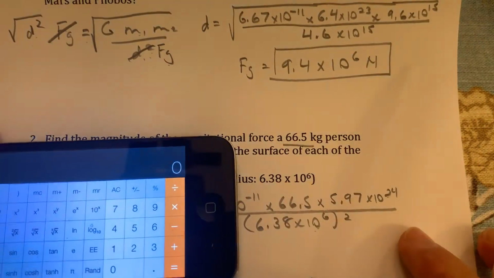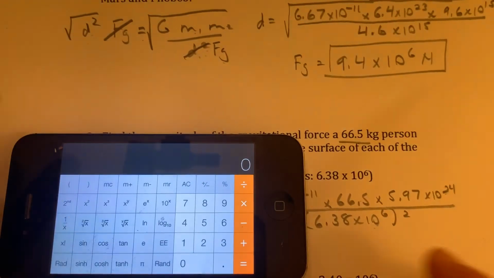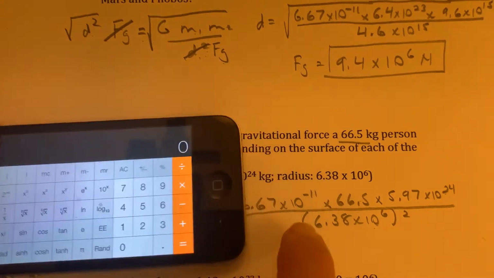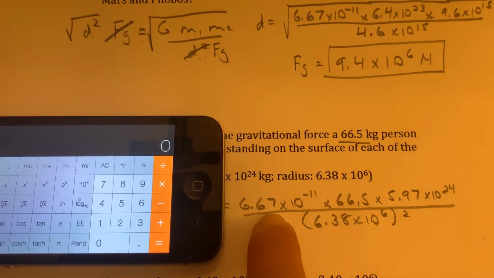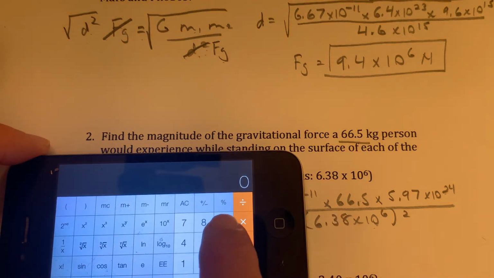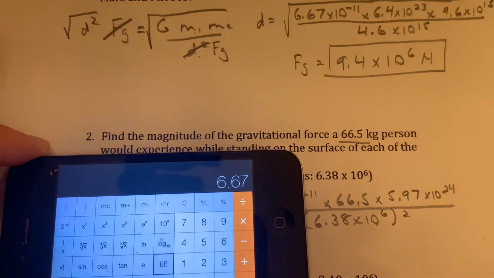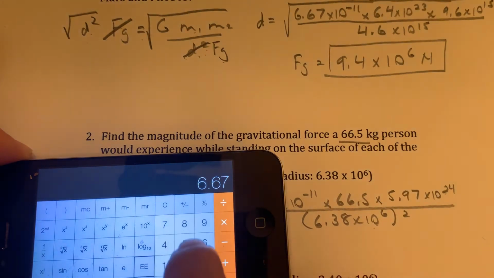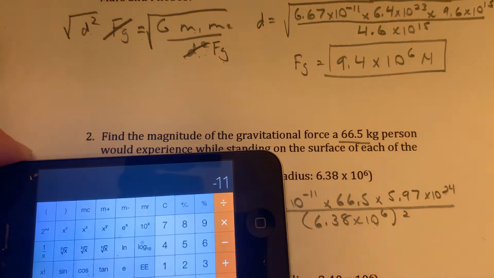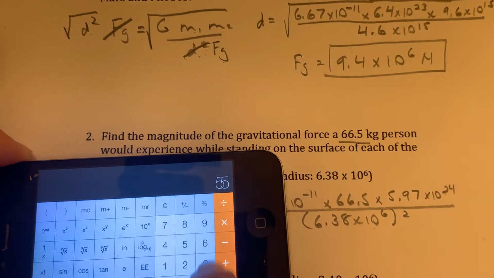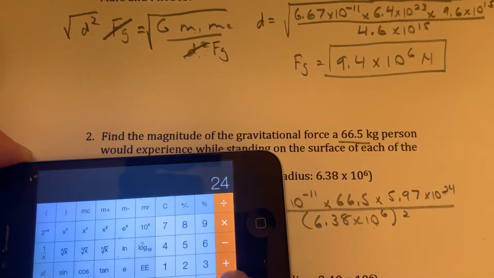All right, so move this over. We're going to take the universal law of gravitation number, it's a constant, it's going to be 6.67, second function, EE, and then it'll be 11 negative, times 66.5, times 5.98 EE 24, and then hit enter.